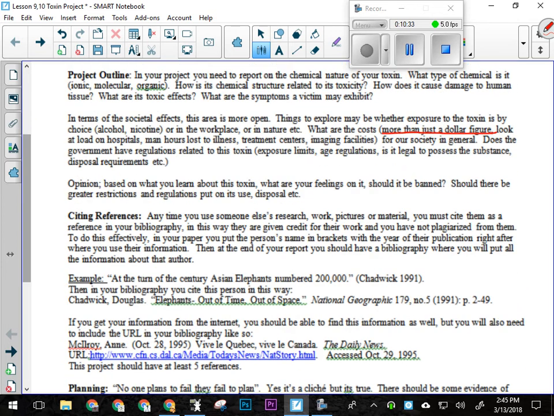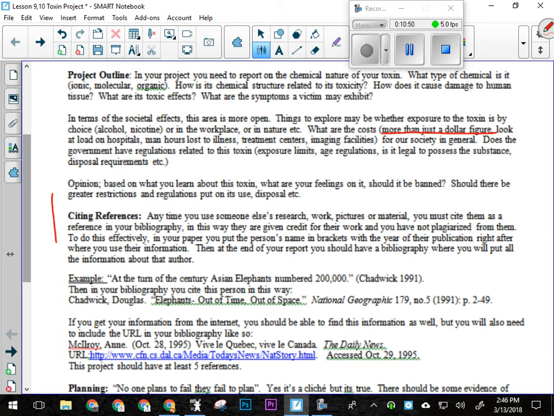Okay, and then lastly, a short paragraph about your opinion based on what you've read about the chemical nature of this stuff and its societal effects. Okay, what are your feelings on it? Is it something that there should be more of, less of? Should it be banned? Should there be regulations, taxation, whatever? Okay, put that on it. That's just your opinion.